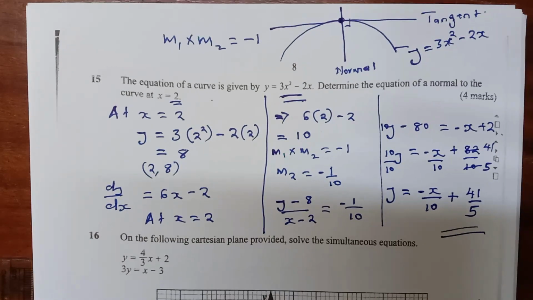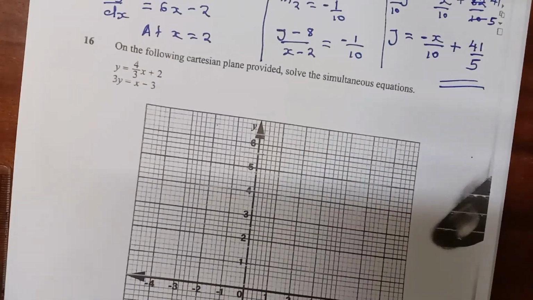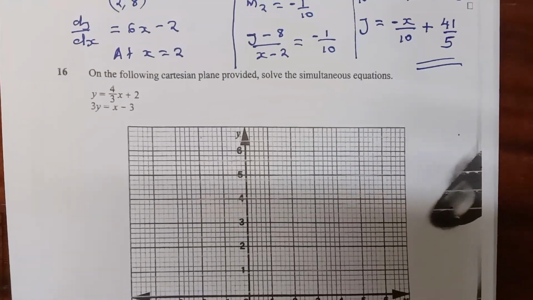Question 16, you are provided with two simultaneous equations that you have to solve graphically. You have been given the equation y equals 4 over 3 x, then plus 2. Then the next one, 3y equals x minus 3. So you have to solve it graphically. Now, solving it graphically, how do we go about it?